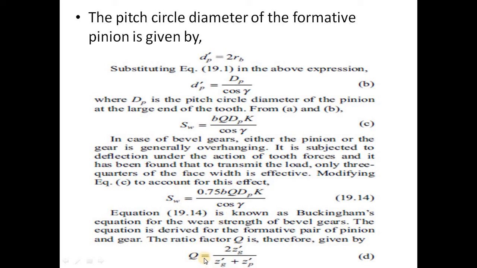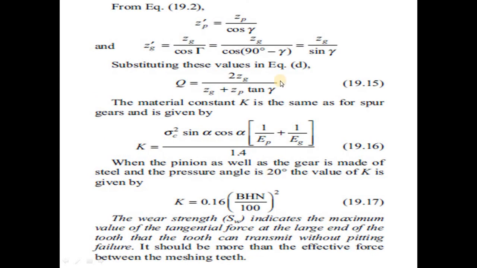And in that, Q, the ratio factor, is equal to 2 times ZG dash divided by ZG dash plus ZP dash. That is the formula. Again, put that value of ZP for cos gamma in terms of the pitch angle for the pinion, and the formula for the gear pitch angle, and put those values into that Q equation. Finally, you get the equation Q is equal to 2 times ZG divided by ZG plus ZP tan gamma. You can remember these formulas, and K, the material constant, you can also remember.